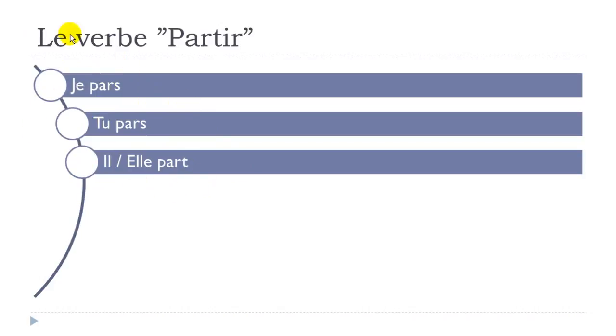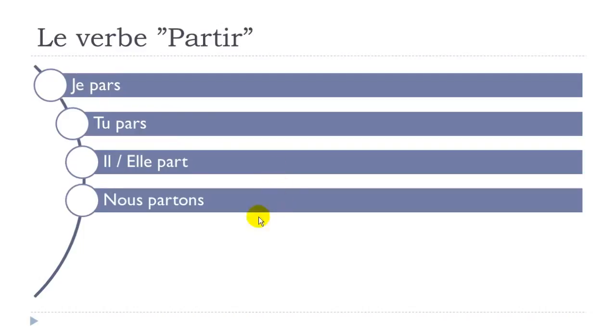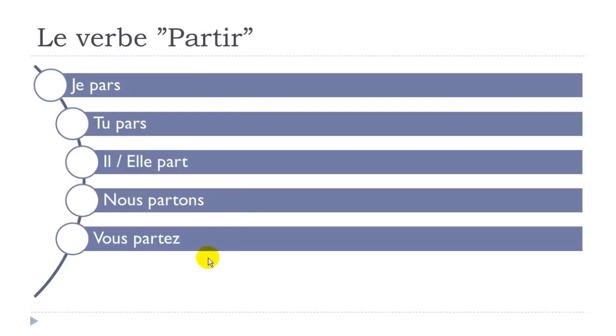Okay, so the same phonetical form for these persons, but then obviously and of course for nous it will be different. So classic ending ONS, you don't pronounce the S, you just have this on sound nasal. Nous partons. Nous partons. Okay, then for vous, classic ending for vous as well, EZ, but then you pronounce it et. Vous partez.